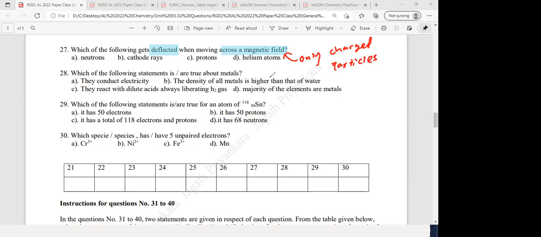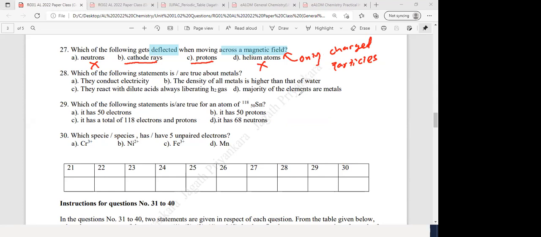Right. So then what is out of this? What are charged? Protons are charged. Correct. Cathode rays are charged. Neutrons no. Helium atom uncharged. Atoms are uncharged. Atoms are electrically neutral. Then what is the answer? Only B and C. Answer is second. Dulshan correct. Ramsiruni correct. Chaniti also correct. Very good.